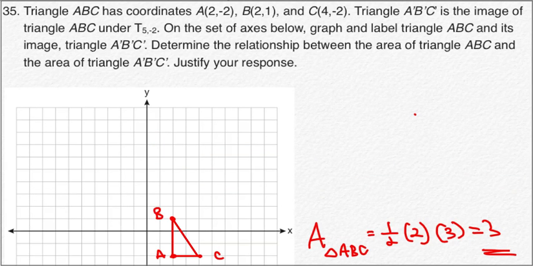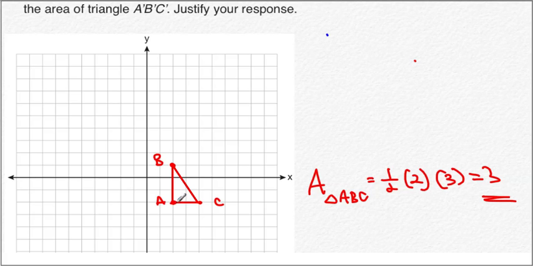Now, I'm going to use the blue to look at its image. After translation of 5 comma negative 2, that means A has to move over by 5 units: 2, 4, 5, and then negative 2, which will be right over here. There will be A prime. Same thing for C. Move over by 5 and move down by 2, which is C prime. B also moves over by 5 and down by 2, B prime.